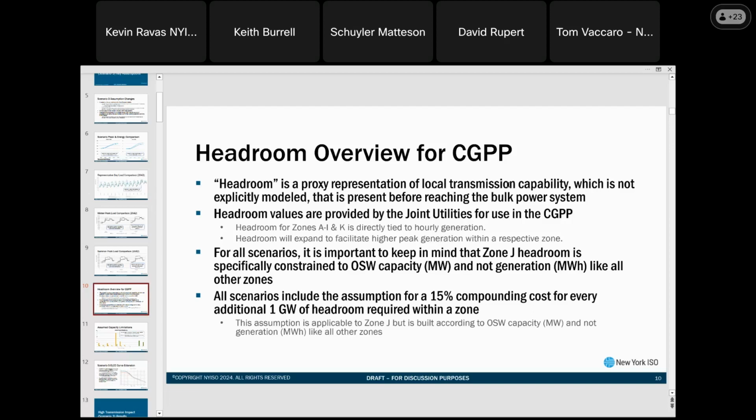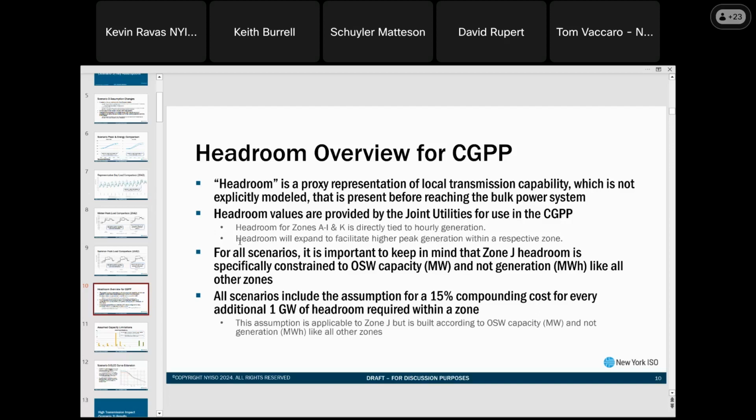really models the main transmission interfaces between zones, versus a nodal model, which has a very detailed representation of the full transmission system. Because we don't have the local transmission system explicitly modeled, headroom is meant to be a representation of that local transmission capability. The headroom values that we are using in the model have been provided by the joint utilities, and for zones A through I and K, it is directly tied to hourly generation. So if a zone wants to increase its maximum generation capability as it builds more resources, it will also need to build additional headroom, additional, quote unquote, transmission capability to accommodate that additional generation.